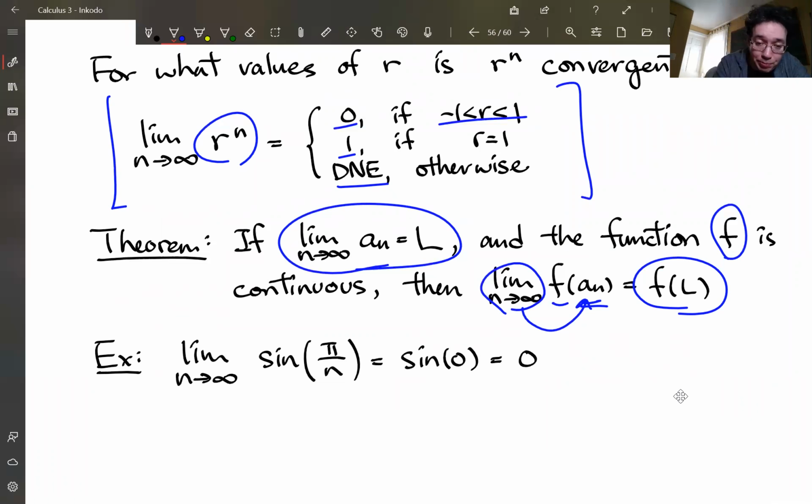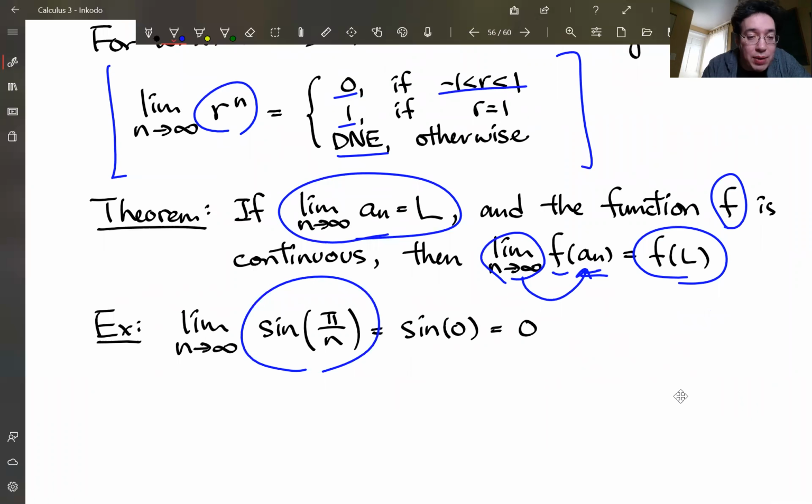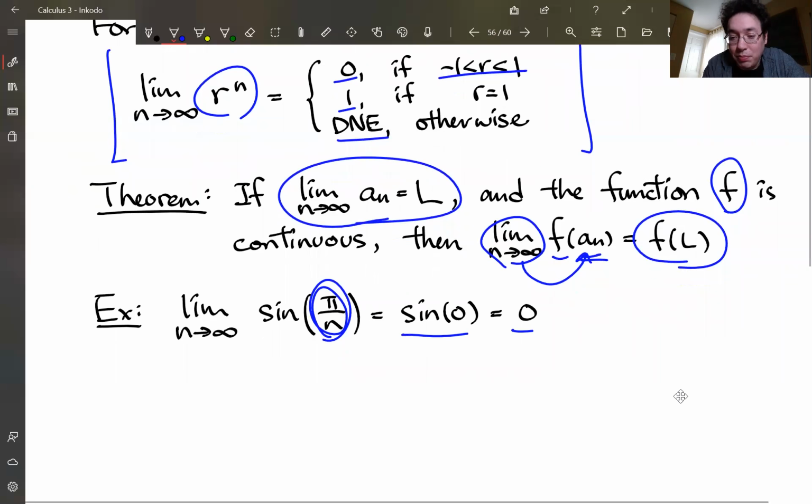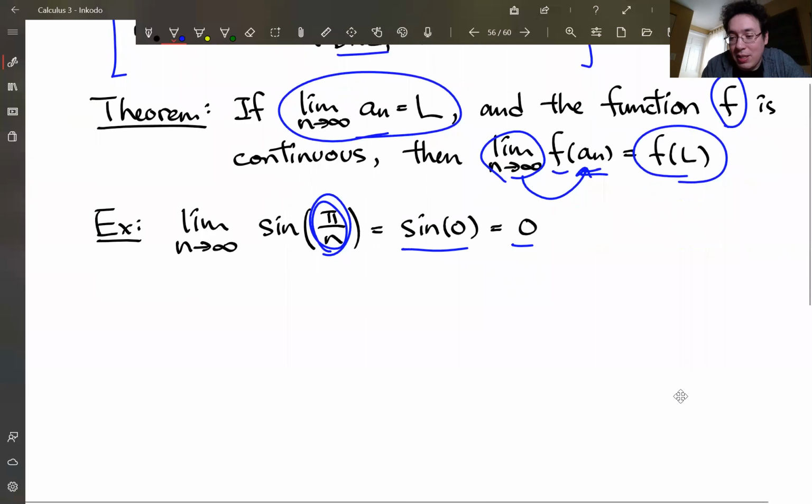So that's a useful way to compute limits sometimes. For example, if you have the limit of sine of pi over n, I'm not sure how sine is affecting it, but I know that pi over n gets closer and closer to 0, because you're dividing pi by a larger and larger number, which makes the result smaller and smaller. So the limit of pi over n is 0. So the limit is sine of 0, and sine of 0 is 0. I hope that made sense.